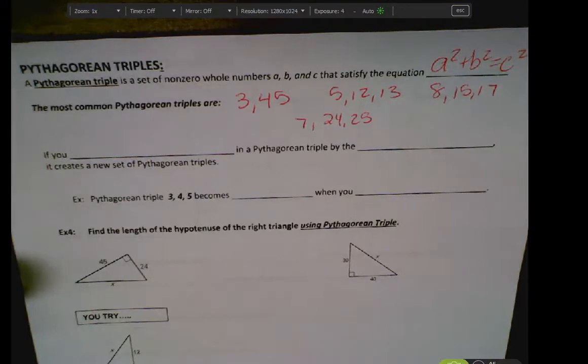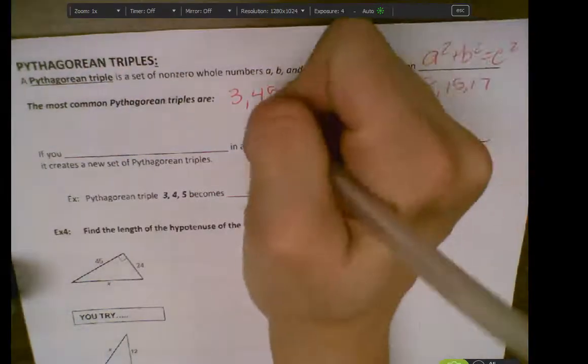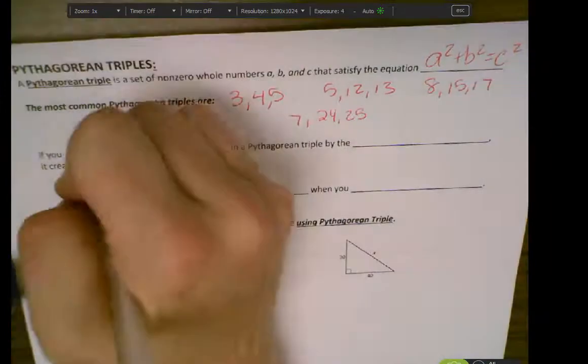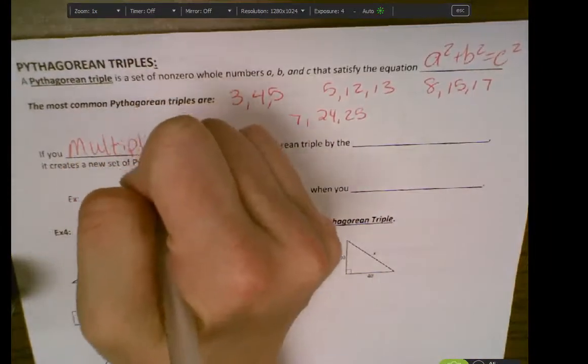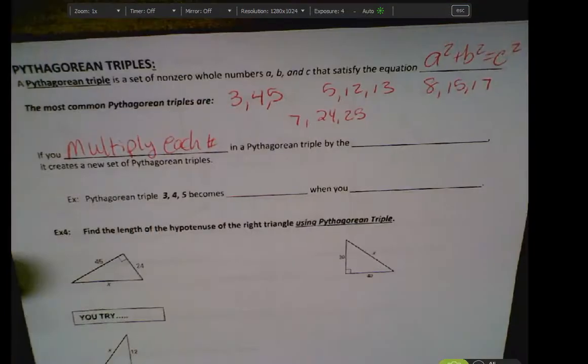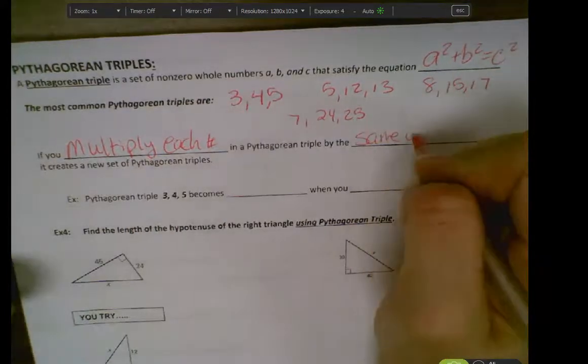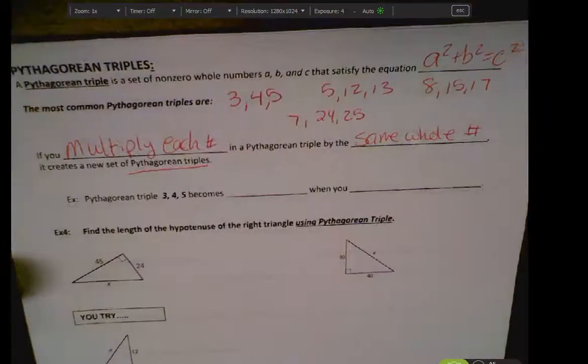We can get an infinite number of sets of Pythagorean triples by multiplying by common terms, the same term for each side length. So if you multiply each number in a Pythagorean triple by the same whole number, it creates a whole new set of Pythagorean triples.